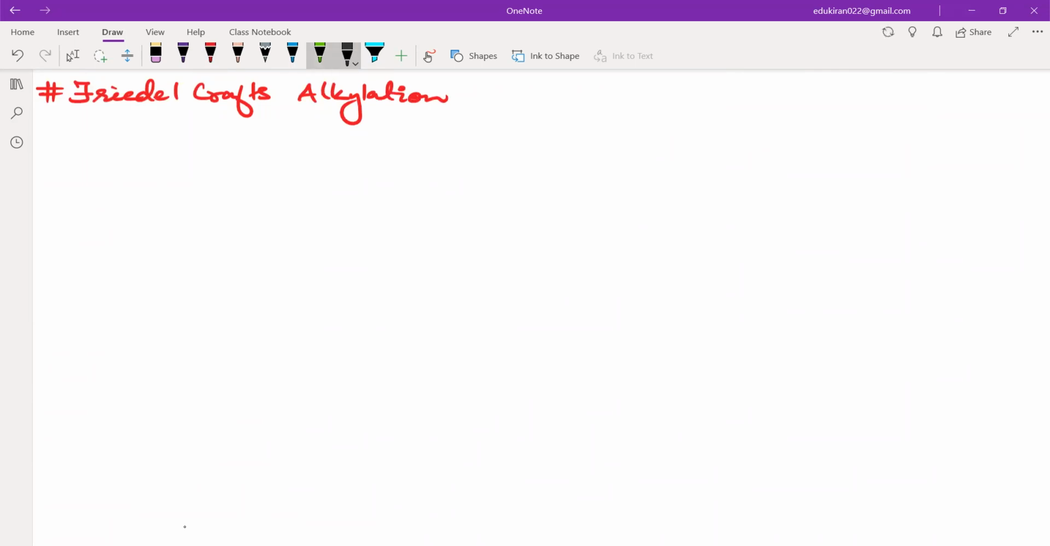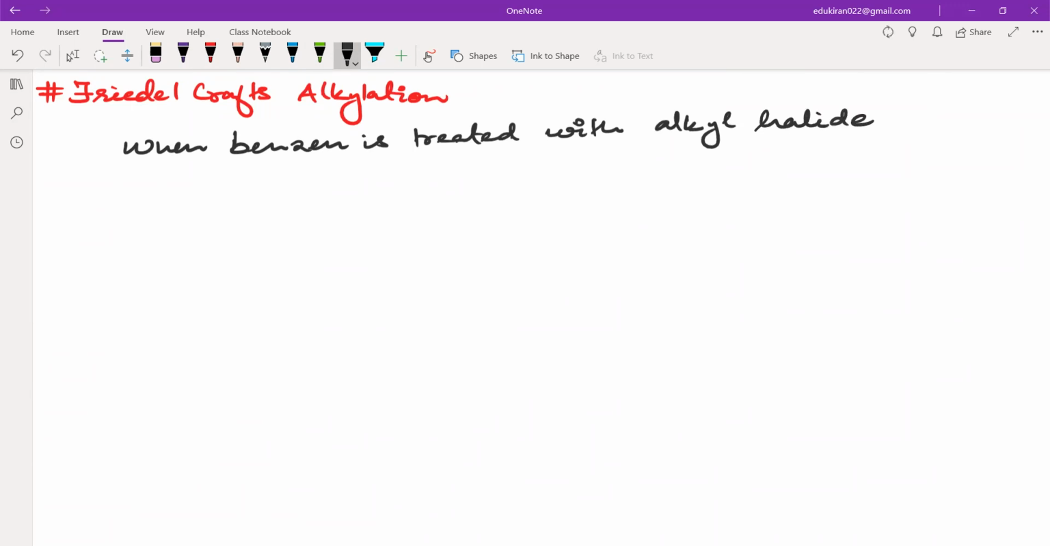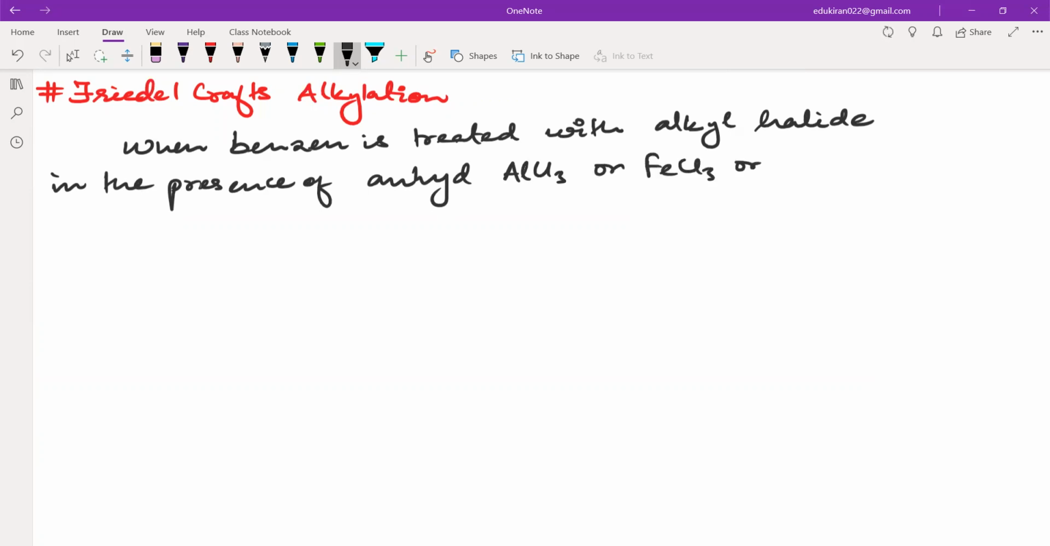Friedel-Crafts alkylation. Now in Friedel-Crafts alkylation, we have a benzene ring. So you can write: when benzene is treated with alkyl halide in the presence of anhydrous AlCl3 or FeCl3 or FeBr3, any of the Lewis acids you can use.